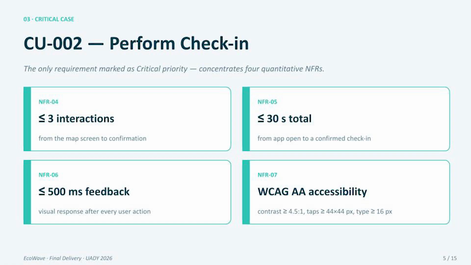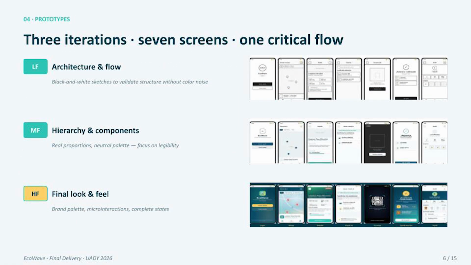No more than 3 taps, no more than 30 seconds total, visual feedback under 500 milliseconds, and full WCAG AA accessibility. Because of this concentration of requirements, CU002 is a single flow we submitted to all 3 evaluations: heuristic, KLM, and user testing. 3 prototypes, each answering a different question.